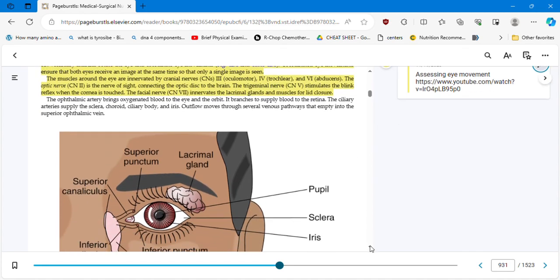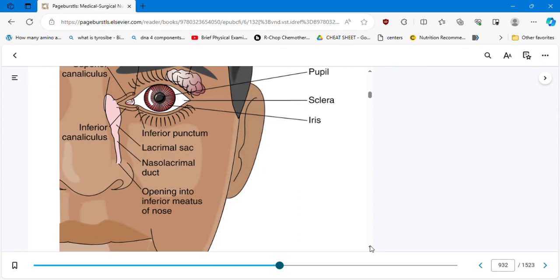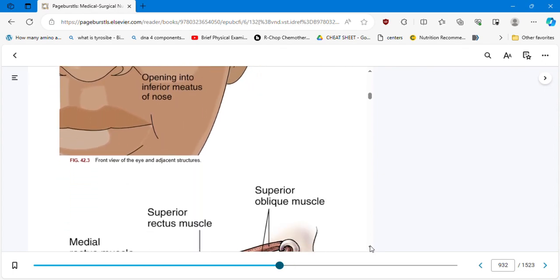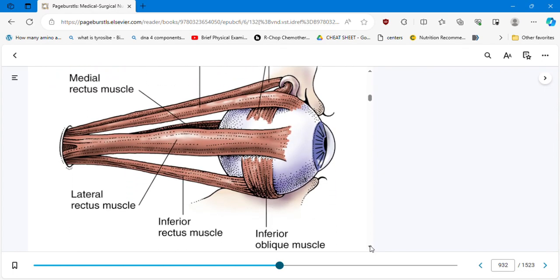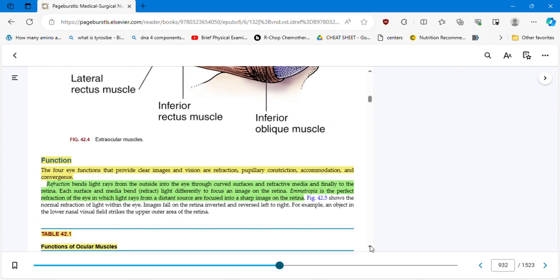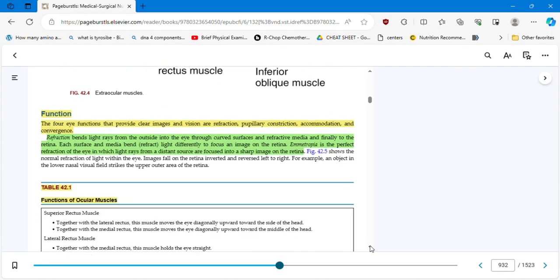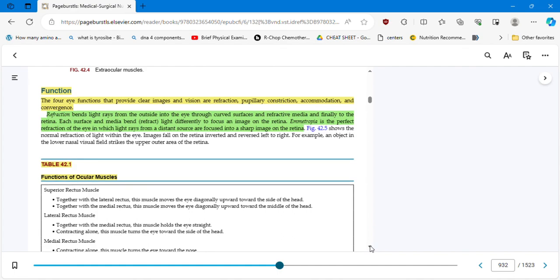Okay, and we have a very nice picture here, and all the muscles involved in eye movement. The function of the eye. So far we have seen the anatomy of the eye, and the muscle movement. Right now, we're going to see the function.